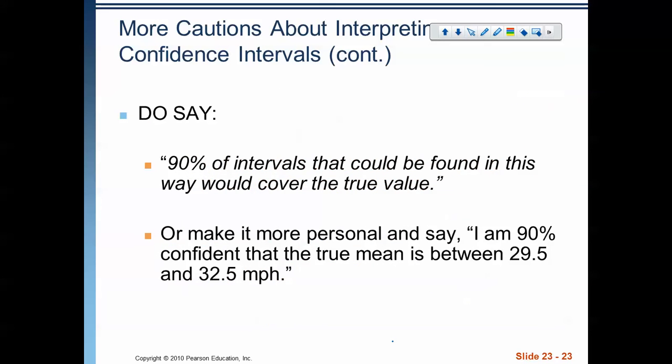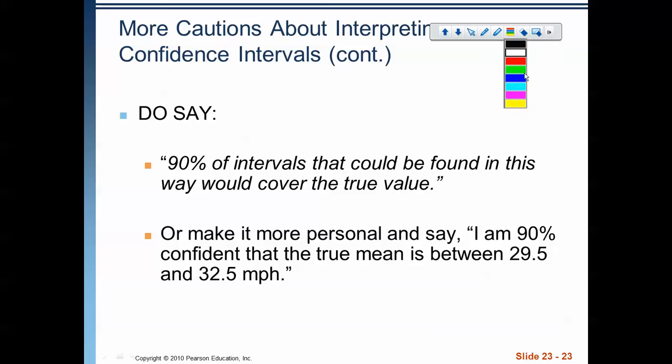The correct interpretation is: 90% of intervals that could be found in this way would cover the true value, right? That's the very general way of saying it. 90% of intervals that could be found with this sample size would cover the true value. Or, if you want to make it more personal and give it that context, you would say, I am 90% confident that the true mean is between 29.5 and 32.5 miles per hour.